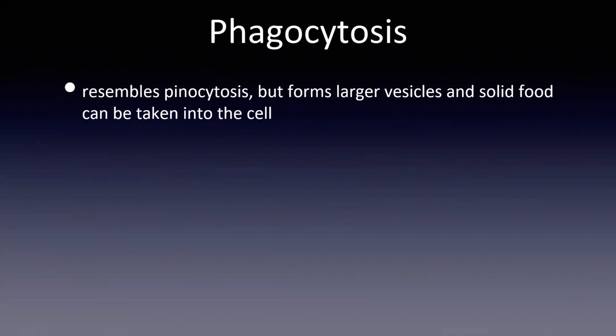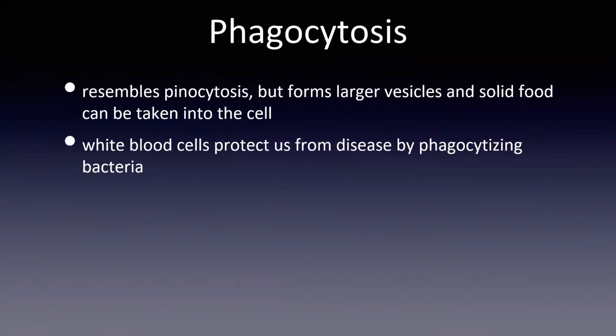So it often does deal with solid food particles, but it isn't always about eating. Sometimes it's protective. Sometimes it's like a white blood cell protecting us from disease by reaching out like Spider-Man to something and dragging it inside itself so it can break it down. White blood cells will "eat" pathogens like bacteria or viruses, coming into contact with them and breaking them down. So white blood cells protect us from disease by phagocytizing bacteria.